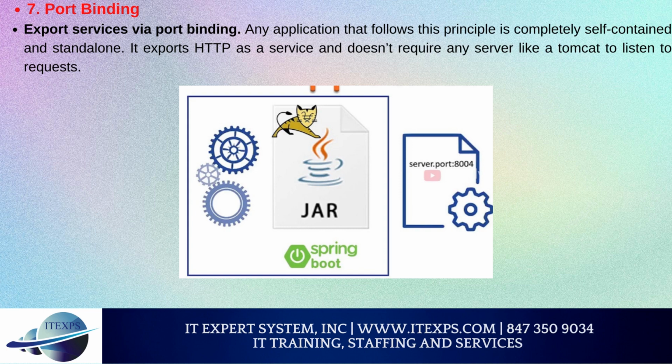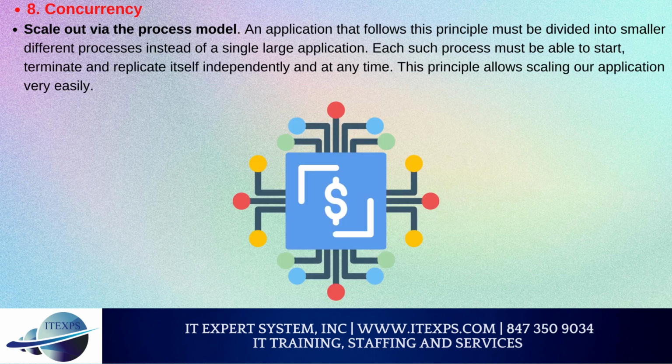8. Concurrency. Scale out via the process model. An application that follows this principle must be divided into smaller different processes instead of a single large application. Each such process must be able to start, terminate and replicate itself independently and at any time. This principle allows scaling our application very easily. By scaling out we refer to horizontal scaling, in which we run multiple instances of our processes. It adds concurrency to our application in a very simple way due to the existence of independent horizontally scalable processes.